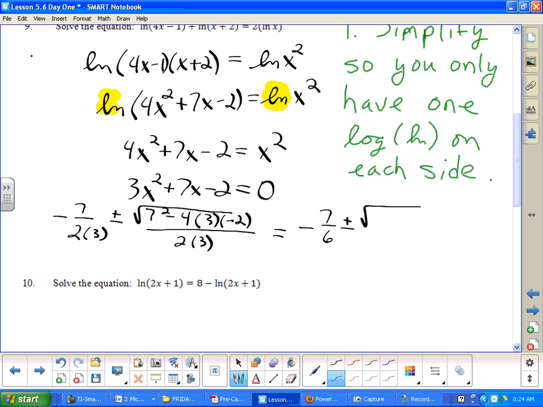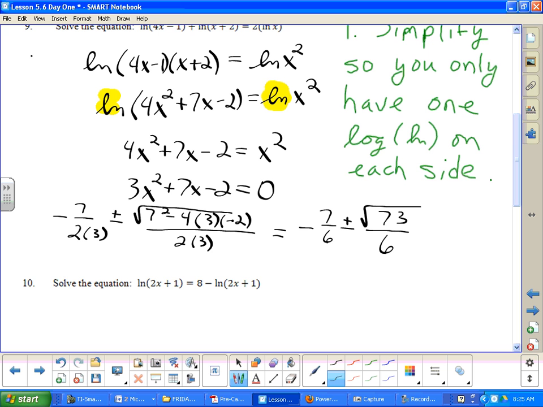What's 49 plus 24? 73. Okay. So there's my answer, right? Because the square root of 73 cannot be simplified. That's the answer? No, it's not the answer.